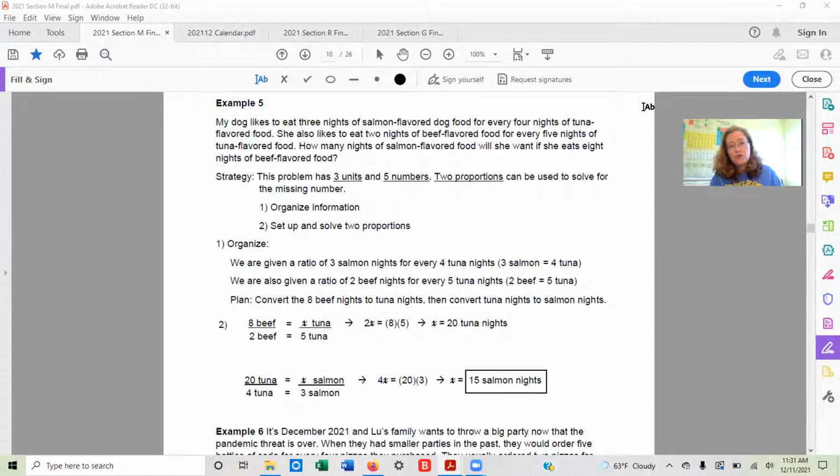Now, if you'll hold on for just one moment, I'll be right back with you and we'll do the next step. Okay, so let's organize the information.